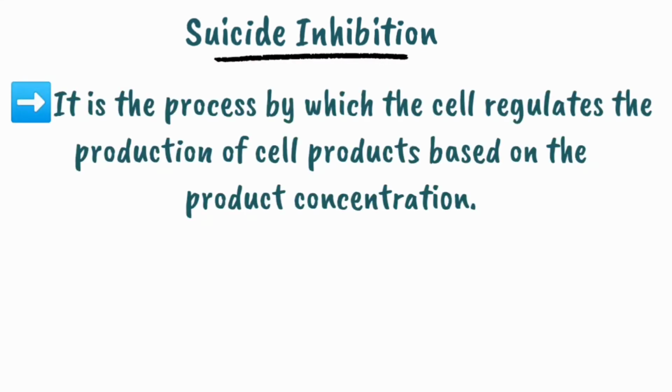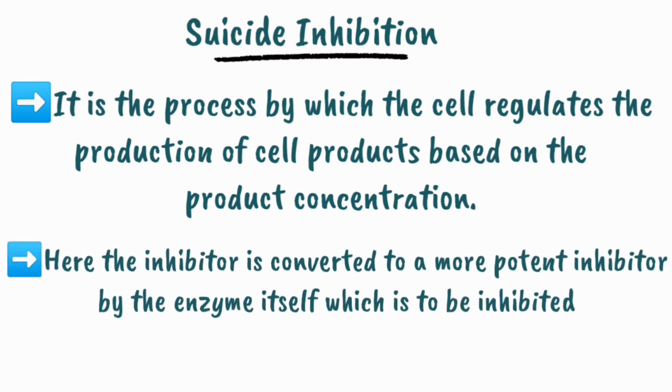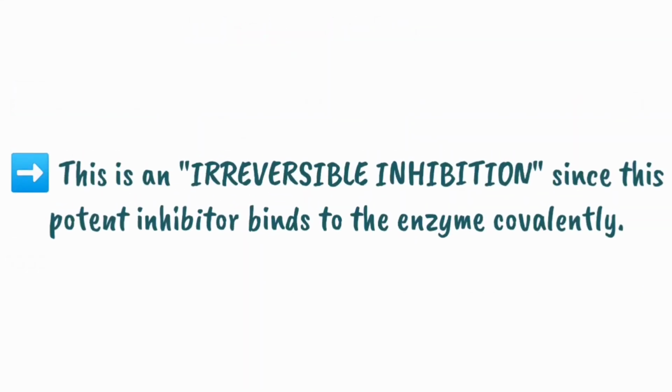Last one to be discussed is suicide inhibition. It is a system by which the cell regulates the production of some products based on the concentration of the products. Here, the inhibitor is converted to a more potent inhibitor by the enzyme to be inhibited. It is an irreversible inhibition since this potent inhibitor binds to the enzyme covalently.